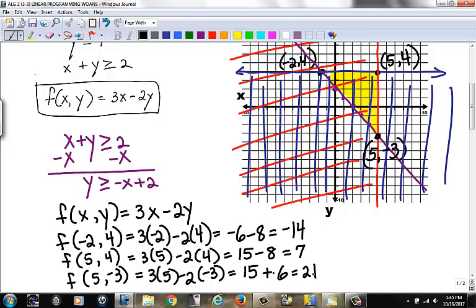Now, they're going to ask, what is the max or min, and where did it occur? So the maximum would be 21, and where did it occur? 5, -3. So you can say, and it occurs at 5, -3, if that helps. Okay, and where's the minimum?